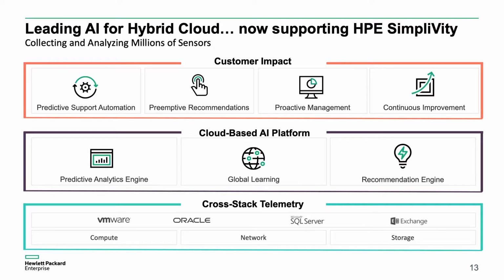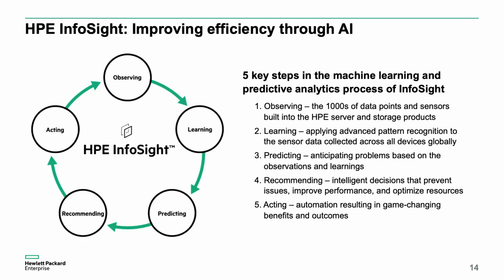And the overarching goal is just continuous improvement in this model as you're running these infrastructures. And it's cross-stack, so we can see from the hardware running on ProLiant all the way through up to the application level. So this is the virtuous circle that HPE InfoSight provides in delivering efficiencies. All of this is running behind the scenes, and customers can benefit from this.